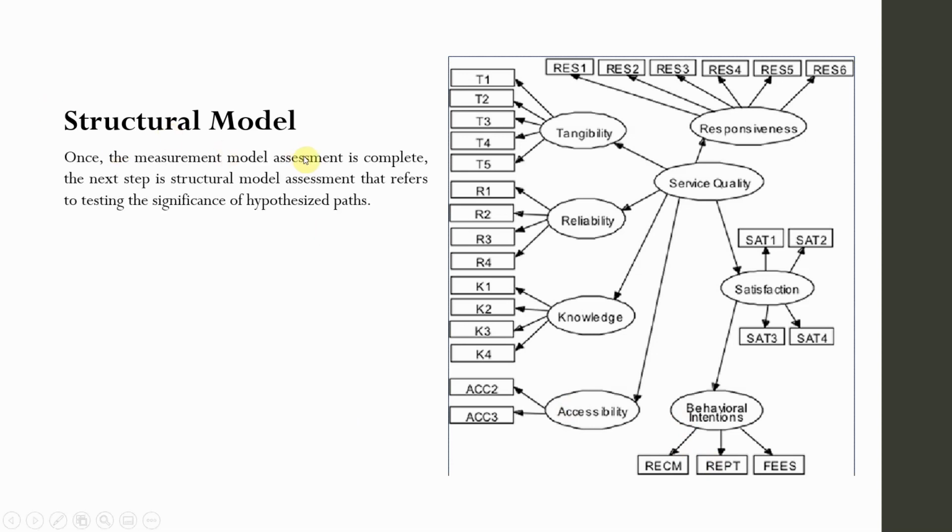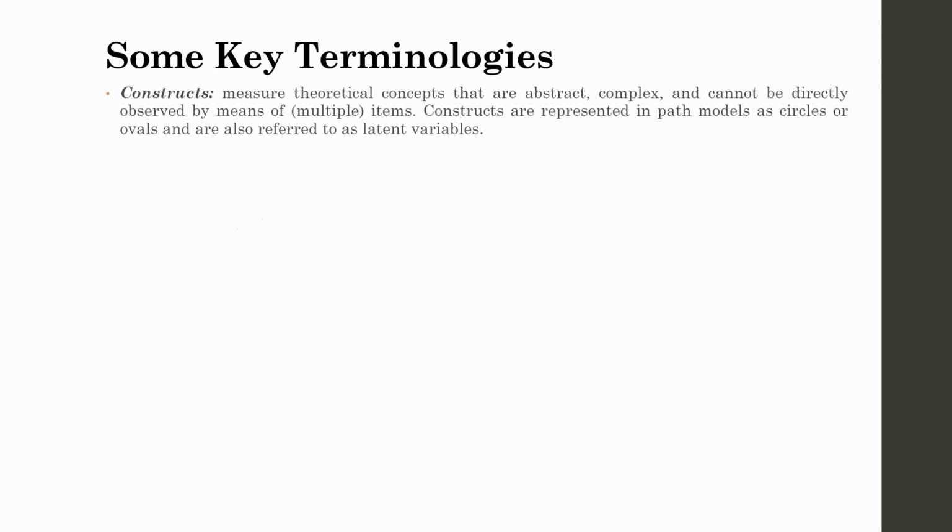Now, once the measurement model assessment is complete, the next step is the structural model assessment, which refers to testing the significance of hypothesized paths. So the relationships you have presented as part of your literature review, you are going to test in the structural model assessment. Now, some key terminologies.